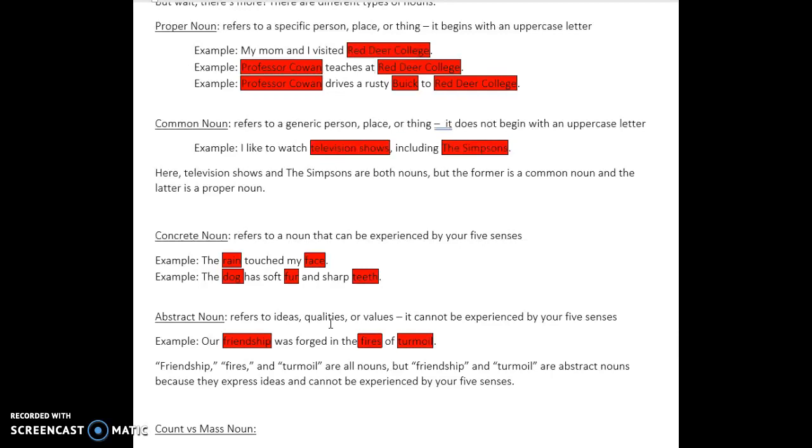Abstract nouns, by contrast, refer to ideas, qualities, or values, and they generally cannot be experienced by your five senses. So for example, our friendship was forged in the fires of turmoil. Here, friendship, fires, and turmoil are all nouns. But friendship and turmoil are abstract nouns because they express ideas and cannot be experienced by your five senses. Fire, on the other hand, is a concrete noun because it burns hot and I can feel that heat.